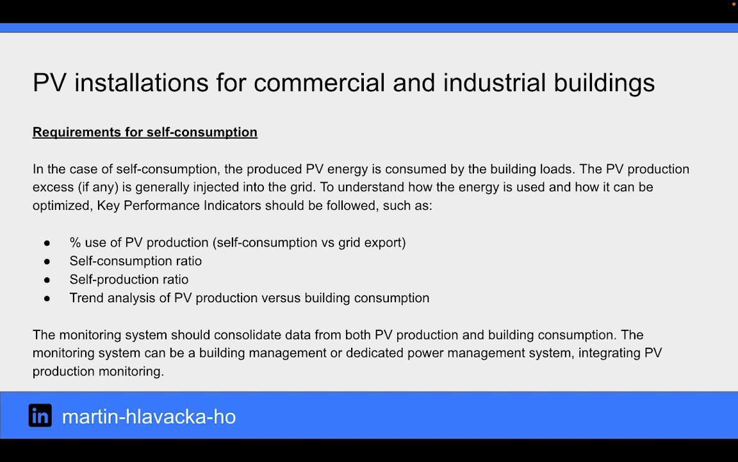In the case of self-consumption, the produced PV energy is consumed by the building loads. The PV production excess is generally injected into the grid. To understand how the energy is used and how it can be optimized, key performance indicators should be followed, such as percentage use of PV production, self-consumption ratio, self-production ratio, or trend analysis of PV production versus building consumption. The monitoring system should consolidate data from both PV production and building consumption. The monitoring system can be a building management or dedicated power management system integrating PV production monitoring.